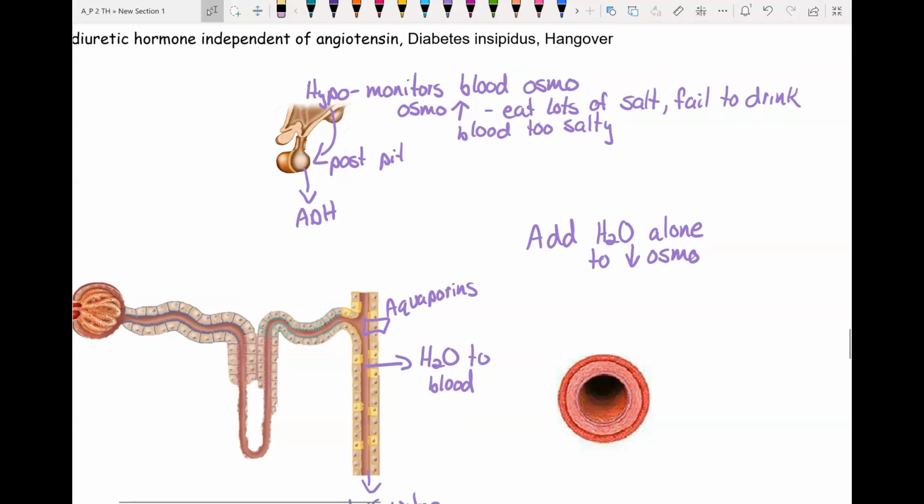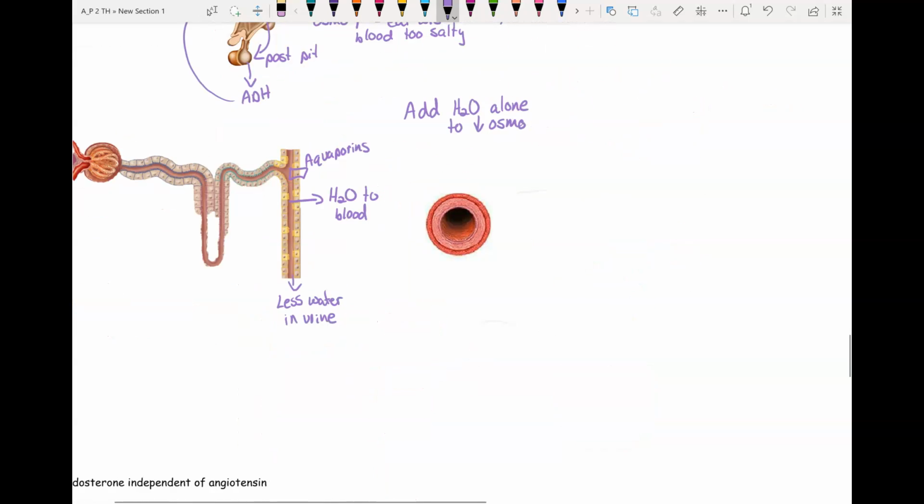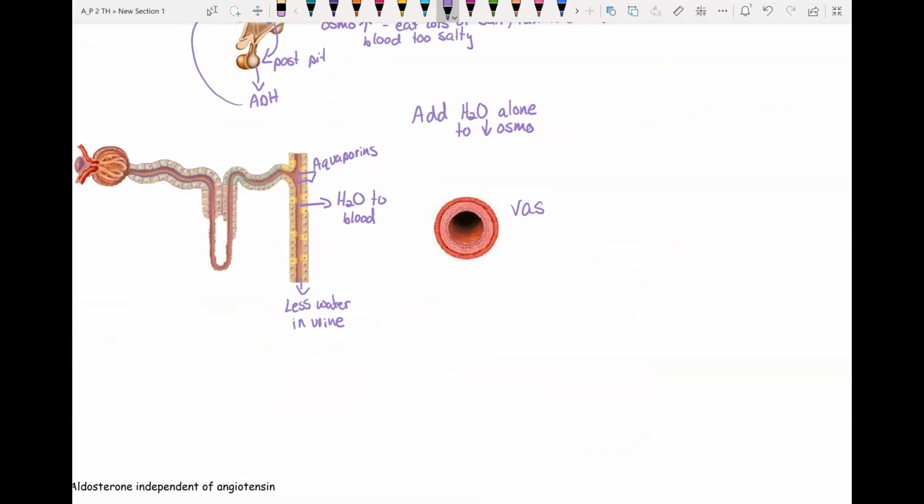ADH is also going to come back around. We make a full circle here, and it's going to stimulate your hypothalamus to be thirsty, so that you will also add water to your blood by drinking it. And remember, ADH can also be called vasopressin because it will cause vasoconstriction.